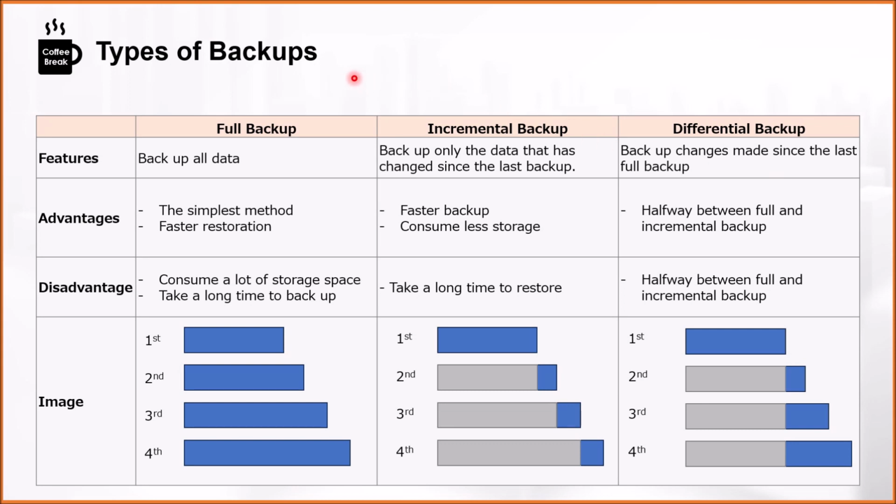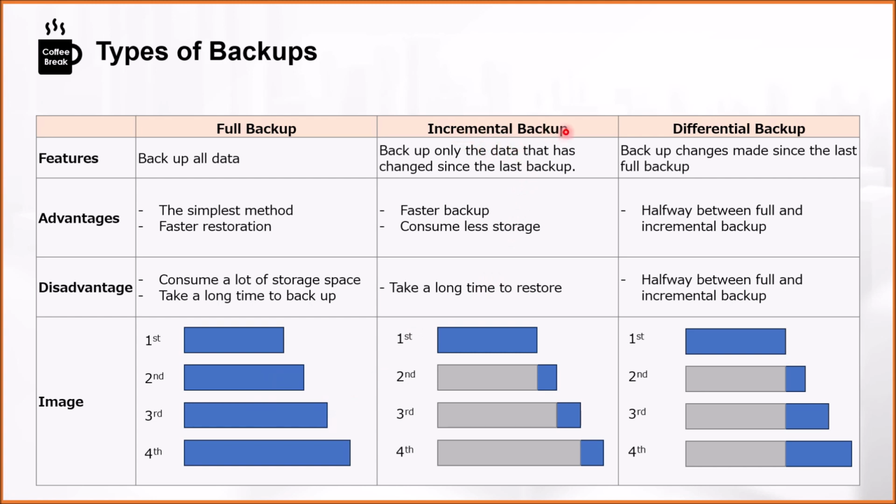Here, I will introduce some common types of backups. A full backup completely backs up all the data. It is the simplest method of backup, and the restoration is faster. On the other hand, it consumes a lot of storage space and takes a long time to perform the backup. And here is an image of a full backup, which backs up all the data each time.